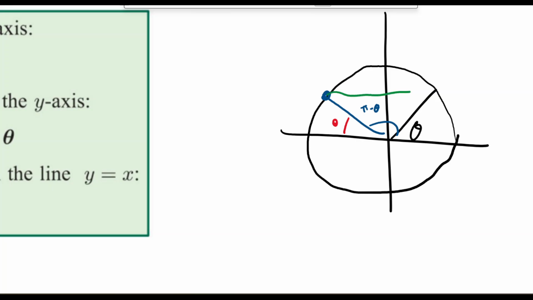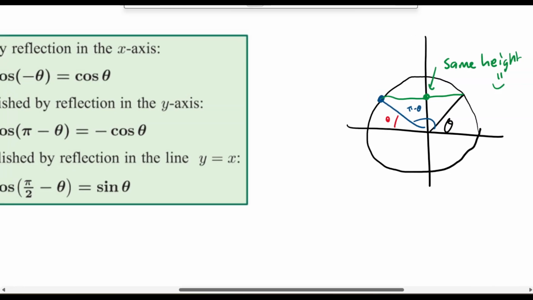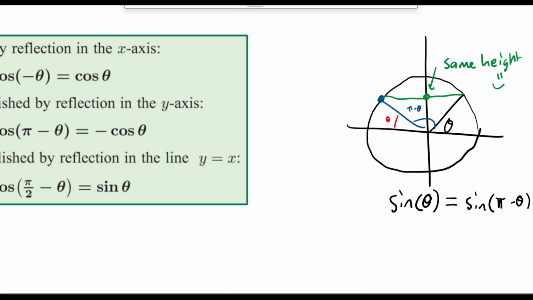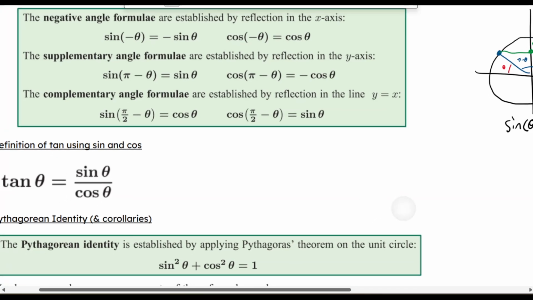And the point is, these have the same height. So in other words, they both have the same sine value. So the sine of that first angle theta should be the same as sine of pi take theta, which is one of those identities. And you can essentially prove all 6 of these using similar methods.